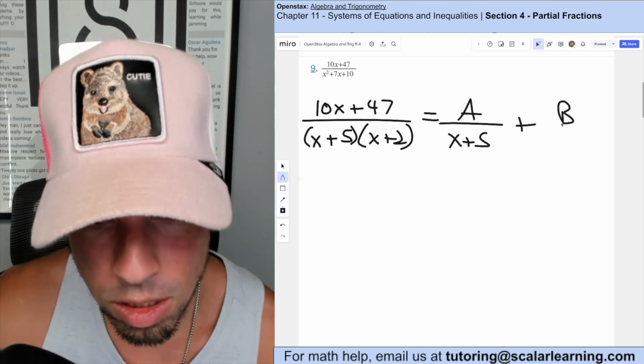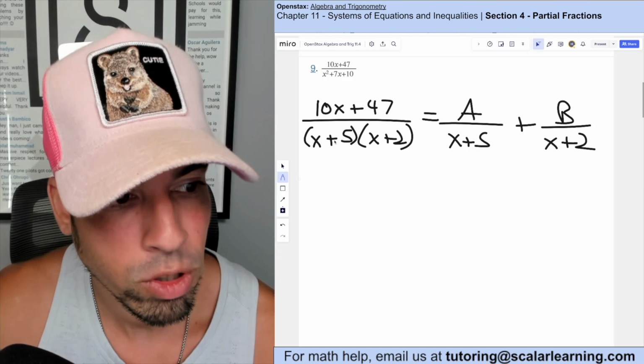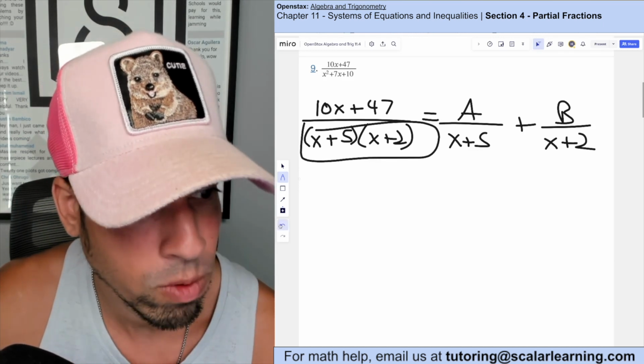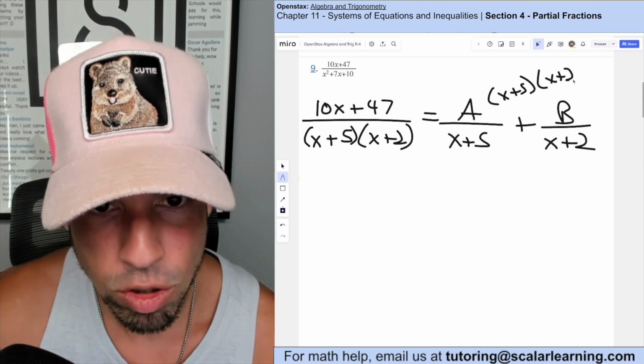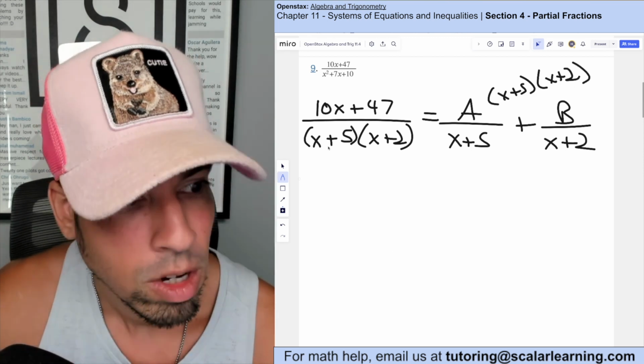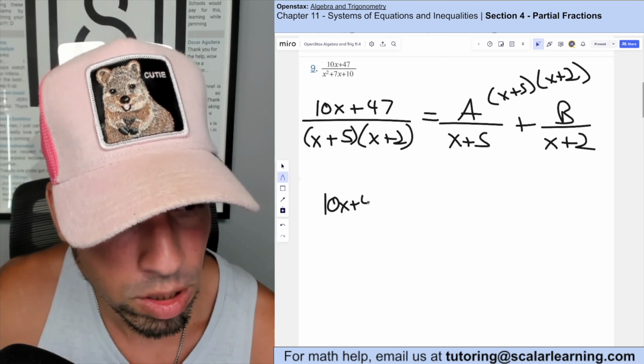We don't know what b is, but we're going to put it over the second one, and then we're going to solve. Okay, now the first step is to multiply both sides by this full denominator, right, which is x plus 5 times x plus 2. I'm multiplying everything by this. So that's going to cancel out the denominator here and give us 10x plus 47.